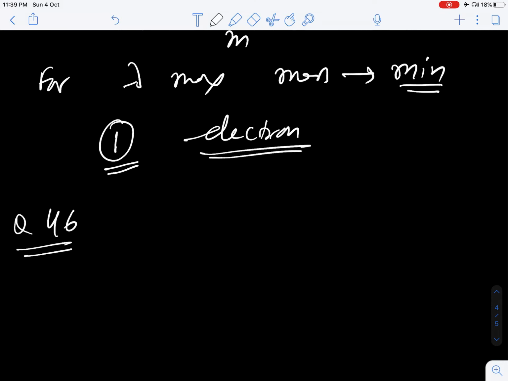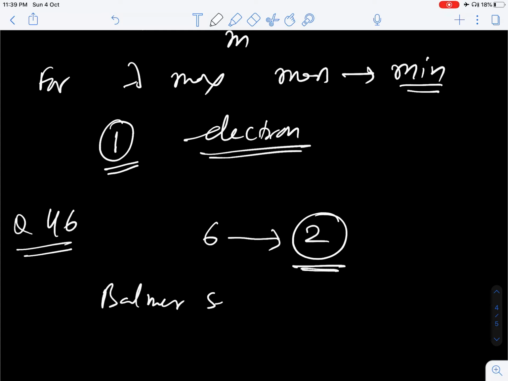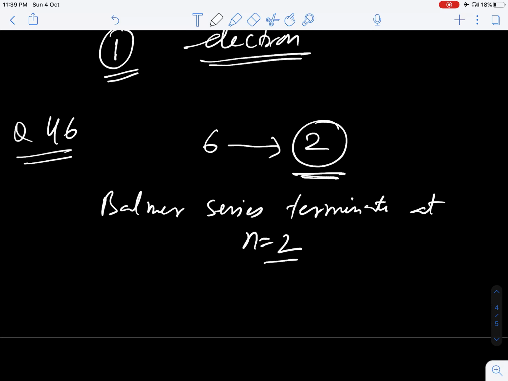Spectral lines obtained when an electron jumps from 6 to 2. So here it is jumping to the second level. We know that the Balmer series terminates at n is equal to 2. That means it is the Balmer series. Correct option is 1.